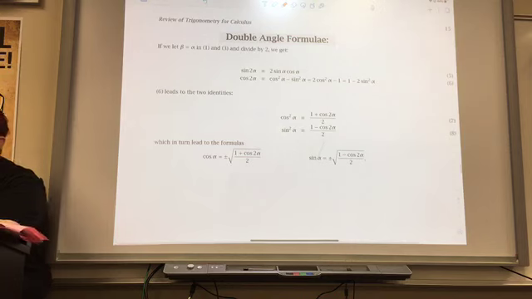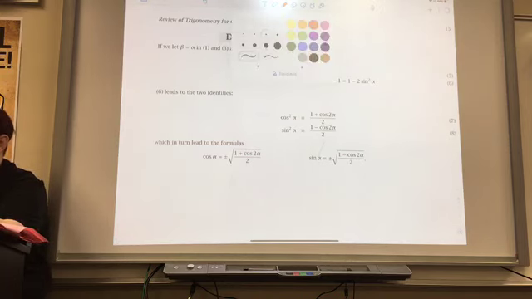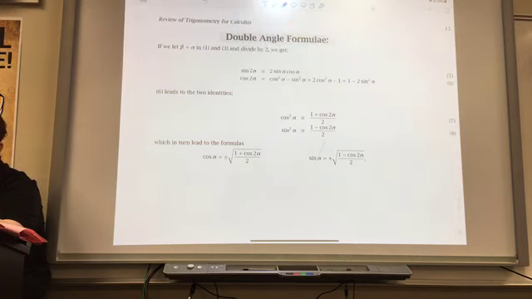Double angle identities. If anybody has a photographic memory, just stick this in there. If you don't, then that's okay.